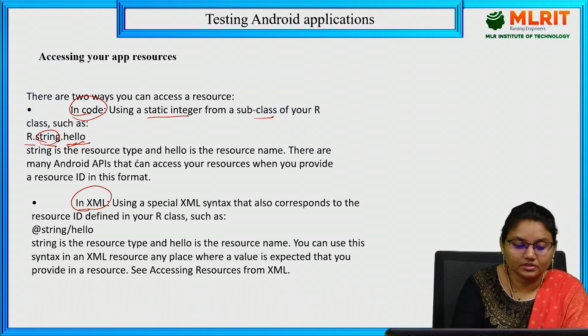String is a resource type. String is a type of resource. Hello is what? It's a type of string, and hello is a resource name. We are talking about the value.